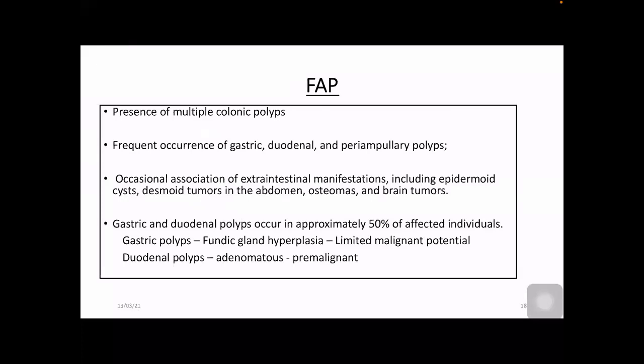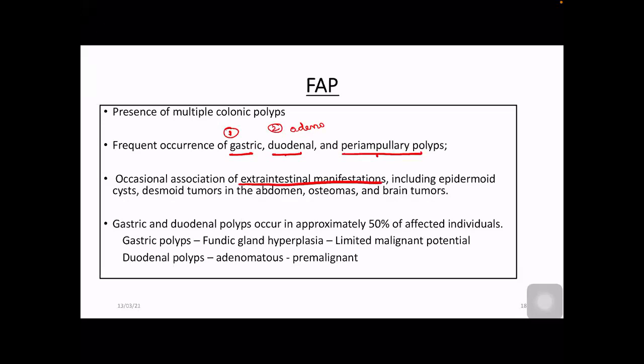It's not only colonic polyps; polyps may also be present in the gastric, duodenal, and periampullary areas. Remember that the gastric polyp is basically hyperplastic fundic glands, so they do not have malignant potential. Whereas duodenal polyps are adenomatous polyps, so they have malignant potential and might lead to duodenal adenocarcinoma, and sometimes periampullary polyps can form an ampullary carcinoma. So gastric polyps are hyperplastic fundic glands without malignant potential, whereas duodenal and periampullary polyps are pre-malignant because they are adenomatous polyps.